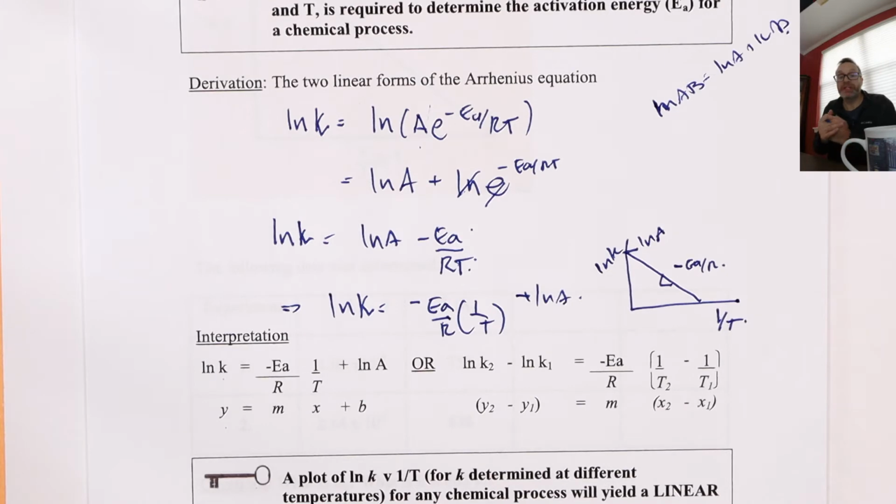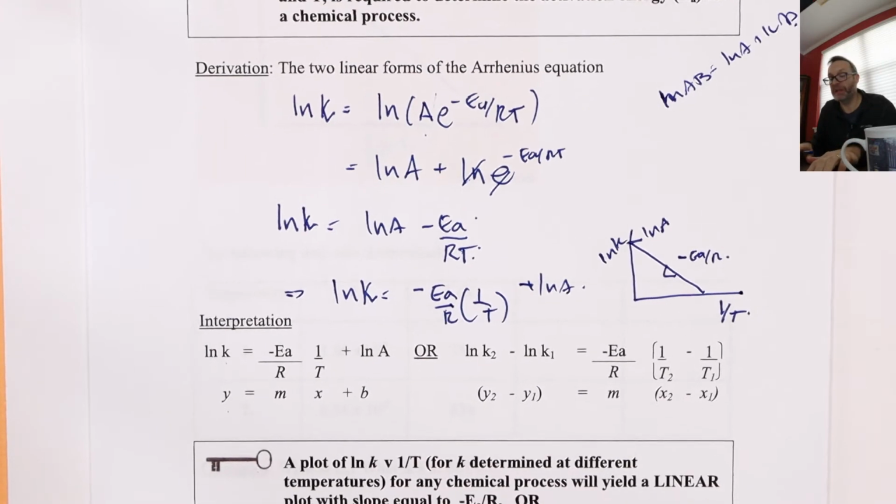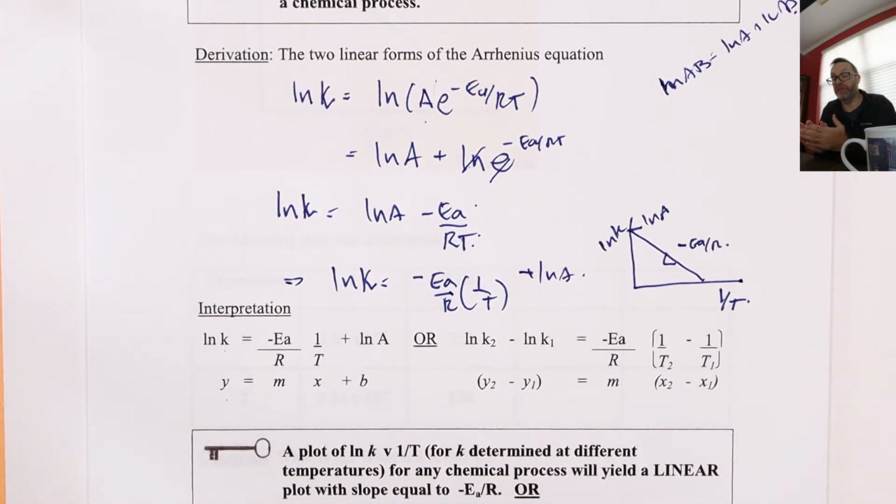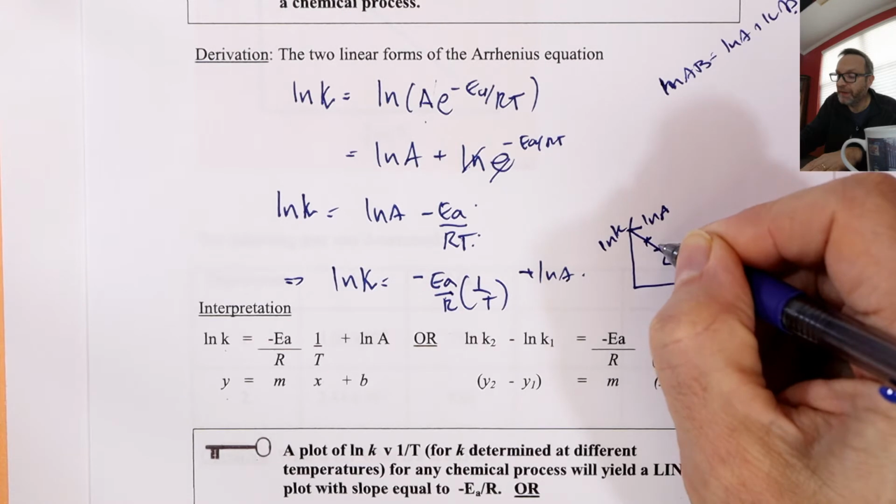All right. Now, as you remember, y equals mx plus b, fair enough. If I'm just interested in the slope of that line, if I have 2 points, right?